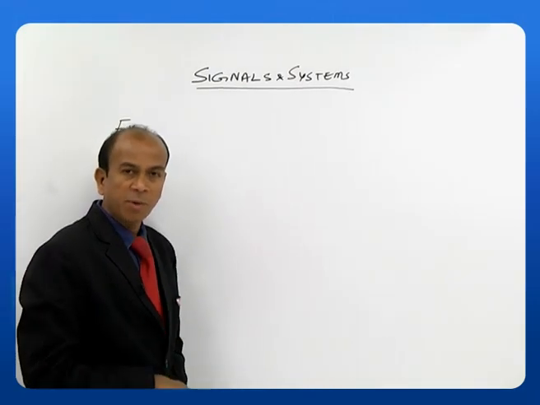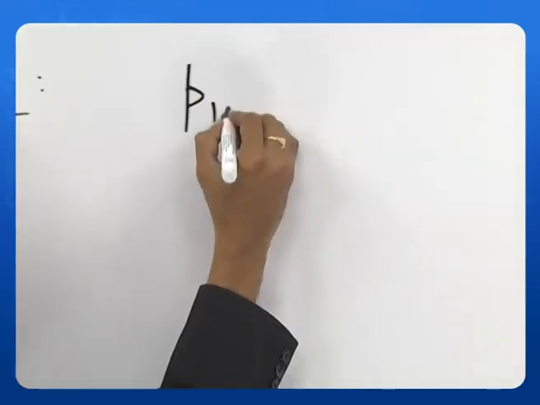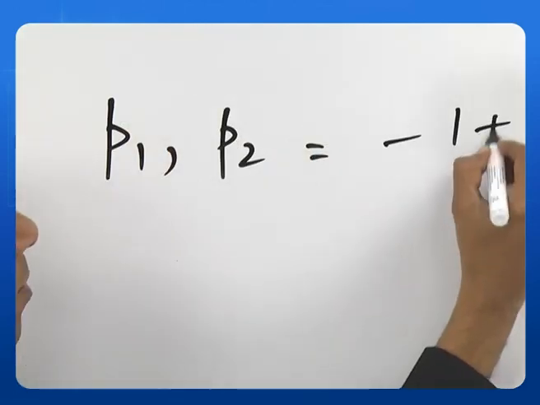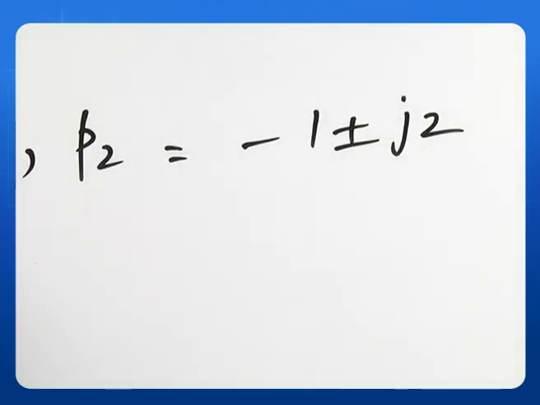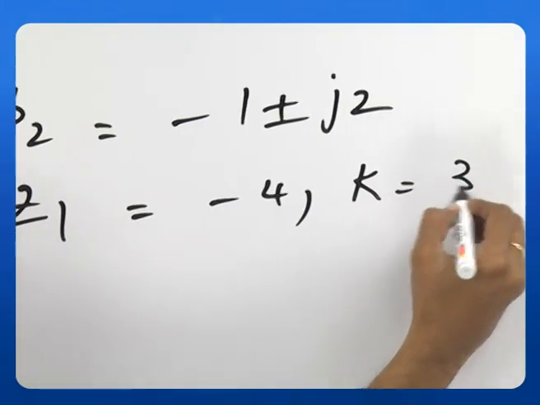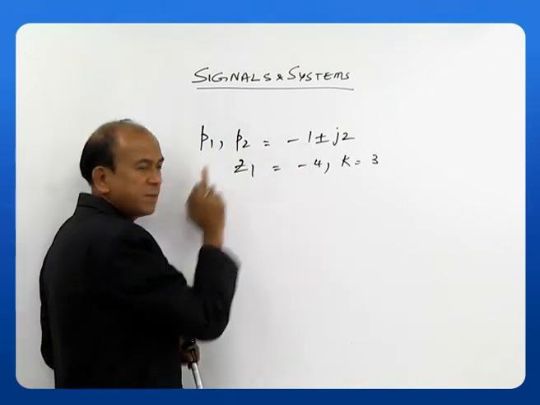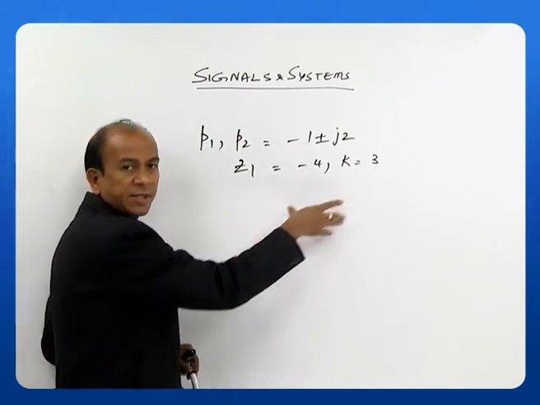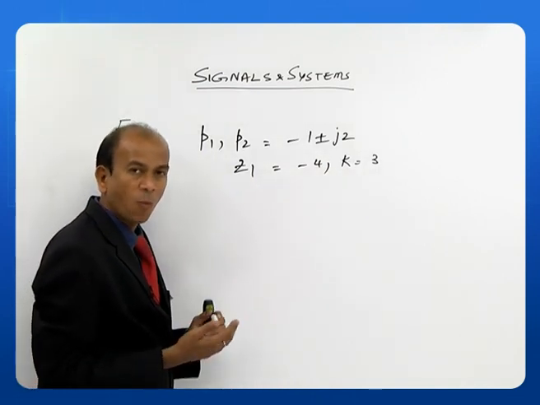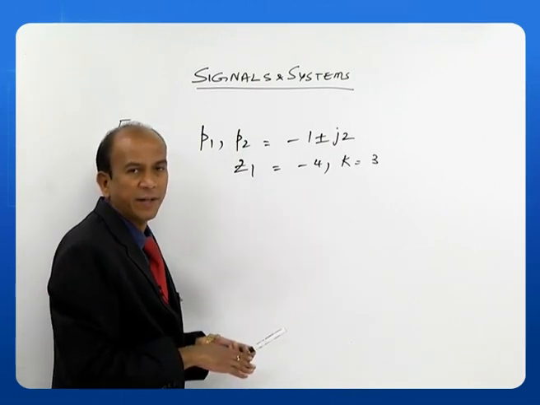Let us look at another problem. The problem is given like this. So what are the different poles given? It is given as minus 1 plus or minus j2. Now in this problem we have P1, P2 given, a real zero is given and a scaling factor k equal to 3 is given. Now from this we have to find out what is the differential equation.